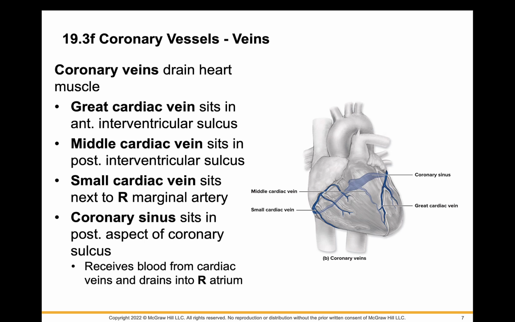Now, here we actually are looking at the veins, using anterior and posterior views. The largest of the veins is the great cardiac vein, and it is going to sit right next to the anterior interventricular artery. The middle cardiac vein is actually on the back. We're going to have these smaller cardiac veins, which appear next to the marginal artery. But then we have the coronary sinus. This is a very predominant structure on the posterior of the heart, and basically it receives blood from the cardiac veins and returns that blood to the right atrium.